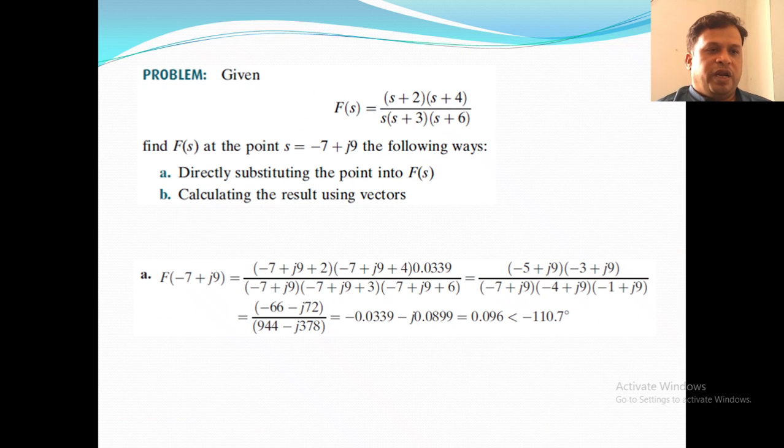Now, f of s is equal to s plus 2 into s plus 4, by s into s plus 3 into s plus 6. Finding f of s at the point s is equal to minus 7 plus j9, we get the following. Directly substituting the point into f of s and calculating the result using vectors, if you directly substitute, this value is around 0.096 at an angle of minus 110 degrees.